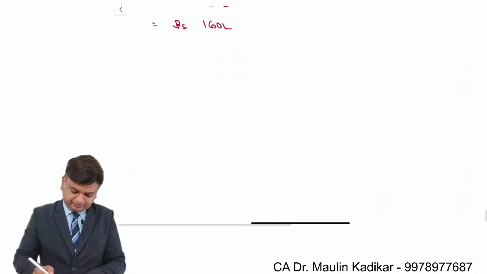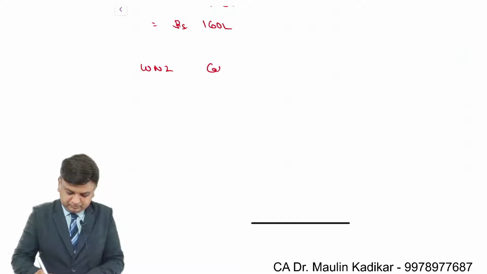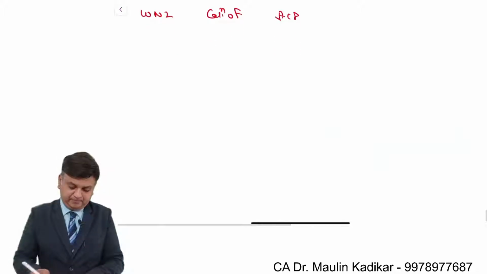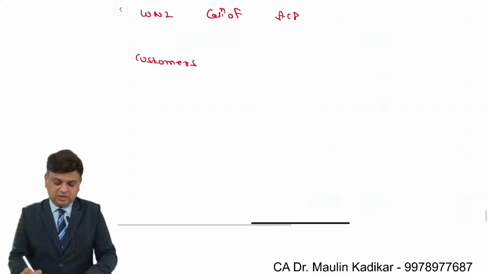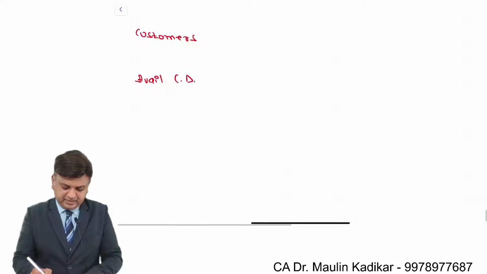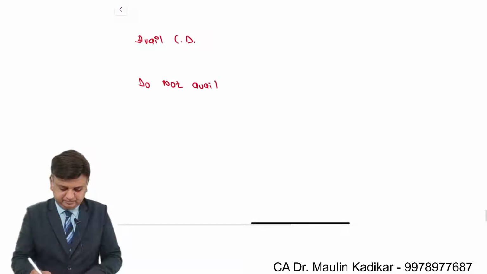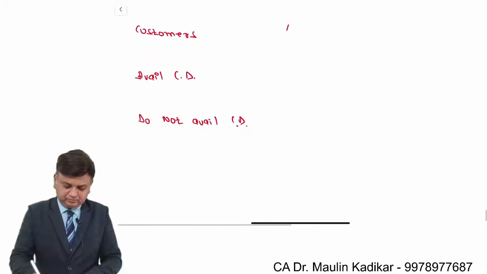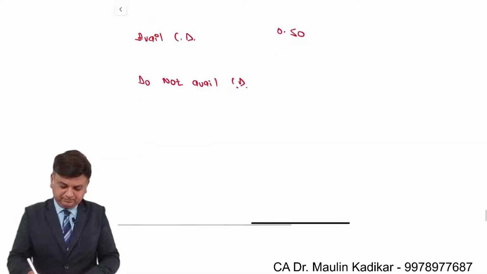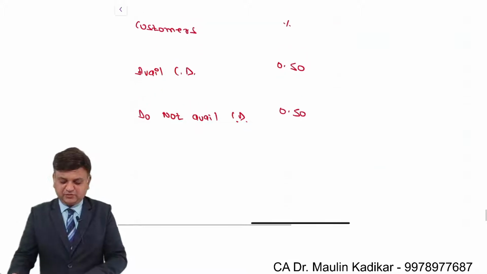So over here, working note number 2, calculation of average collection period. Customers are divided into two parts: customers who avail cash discount and customers who do not avail cash discount. Percentage: 50% is falling in the first category and the remaining 50% is falling in the second category.